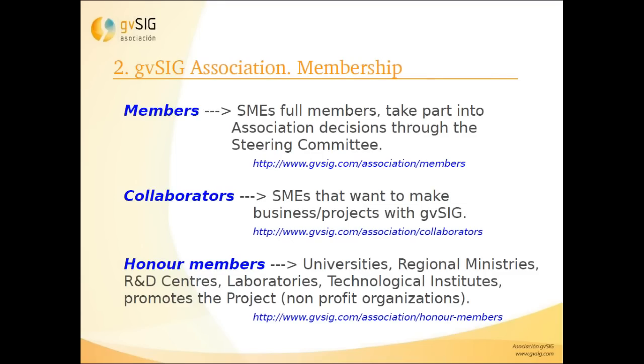Then we have another kind of membership, collaborators, which are also enterprises that want to make business or projects with gvSIG and want to collaborate with the project. So you can be a collaborator of the gvSIG association. And to finish, we have the other members, which are non-profit organizations like universities, regional ministries, research and development centers, etc., that promote the project but do not make business with it. Here you also have the link to see the other members that we have.